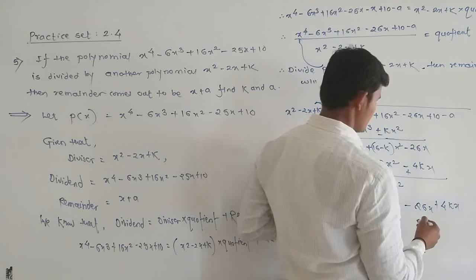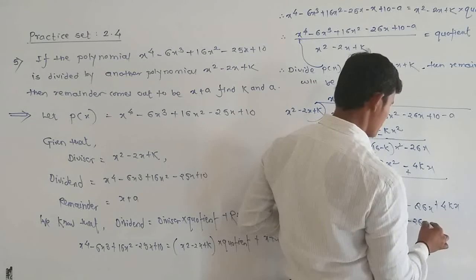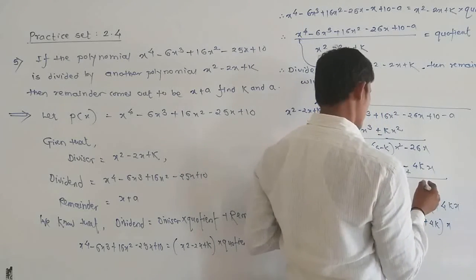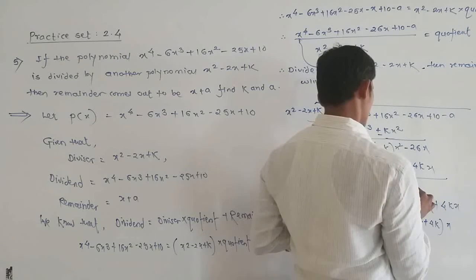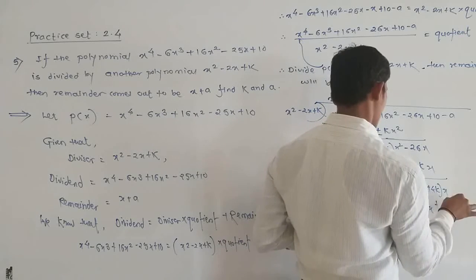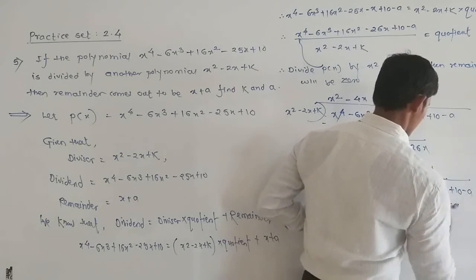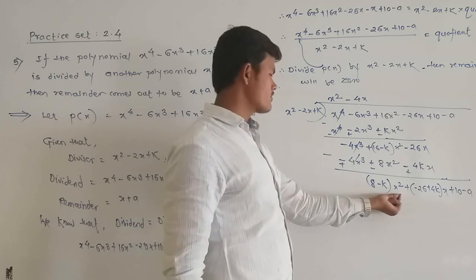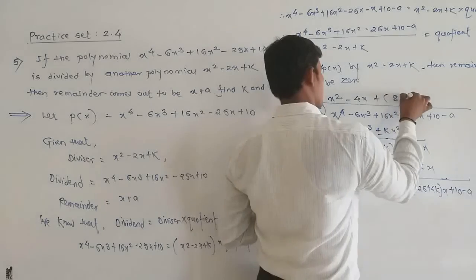So the common term is x, so we get minus 26 plus 4k in bracket x. So finally we get plus in bracket minus 26x plus 4kx, and the last term is plus 10 minus a. Now we want 8 minus k x square. For that, multiply the divisor by plus in bracket 8 minus k.